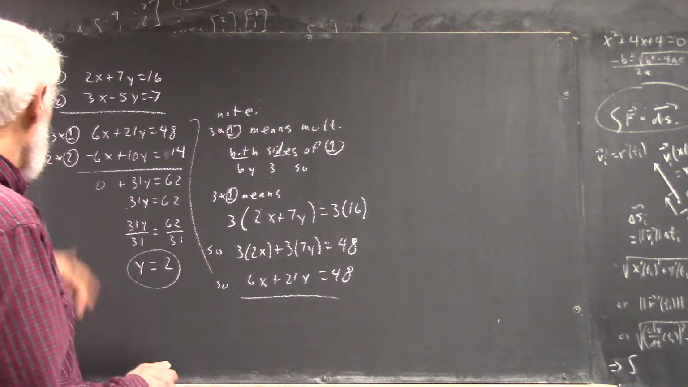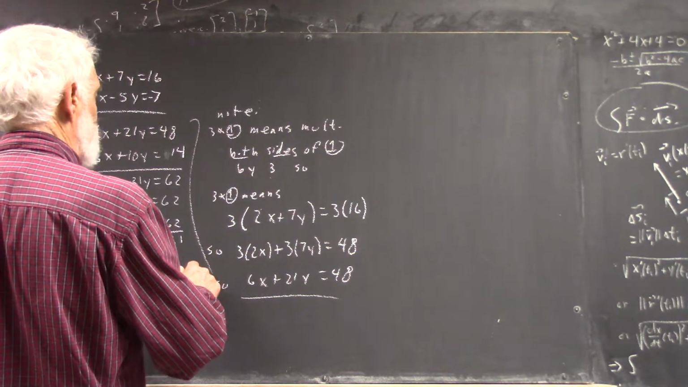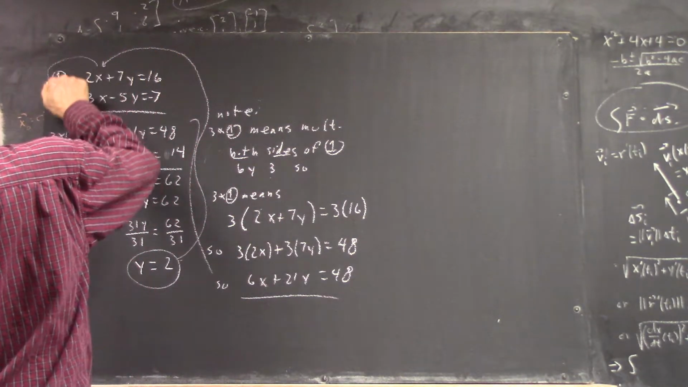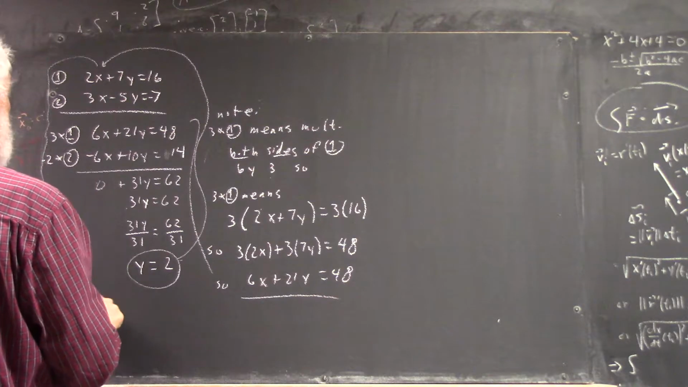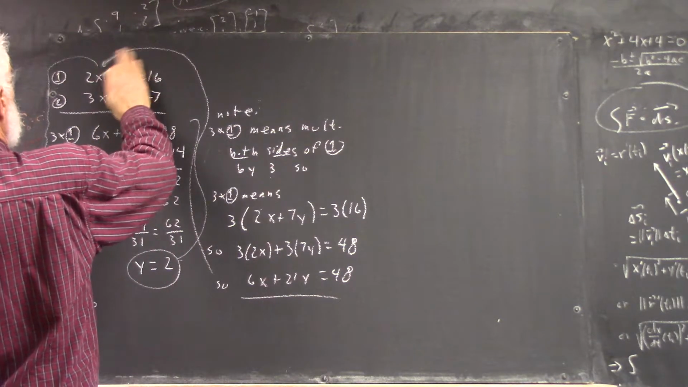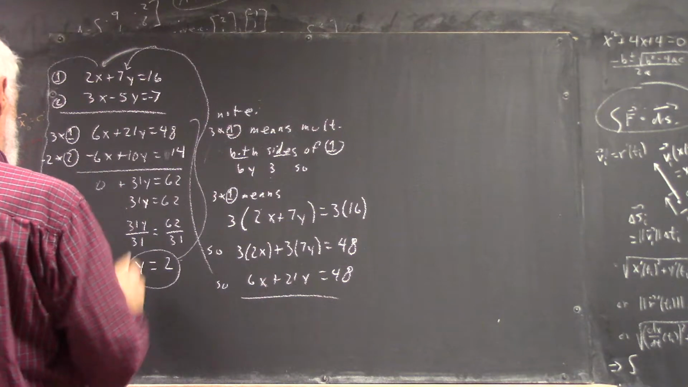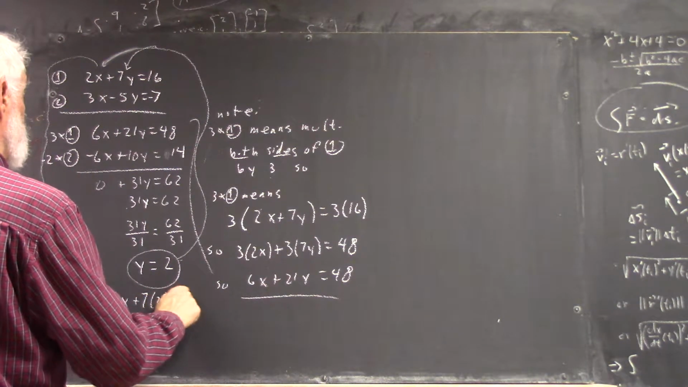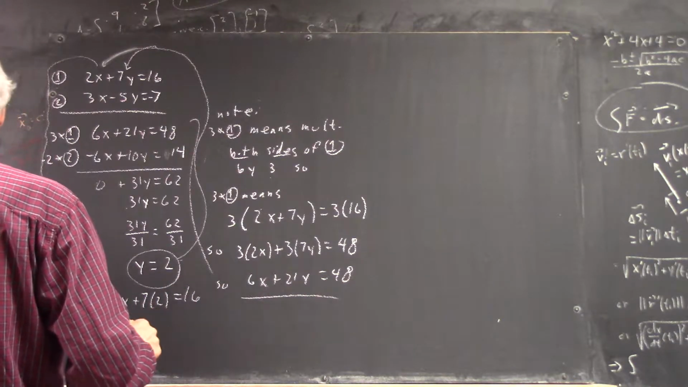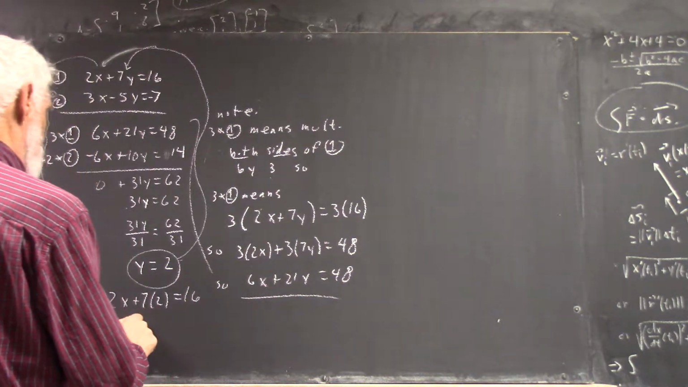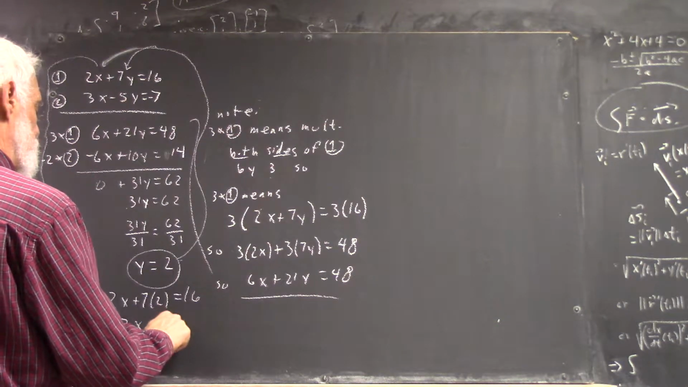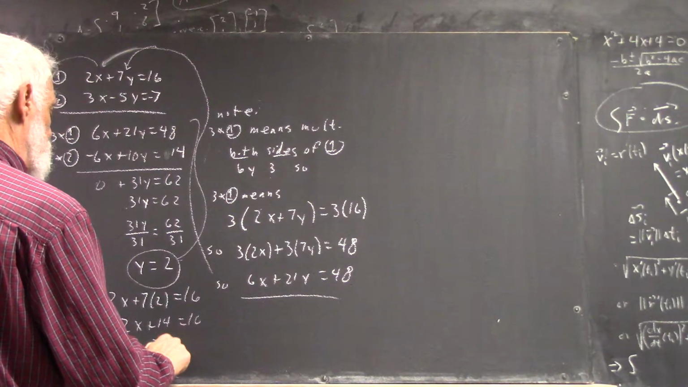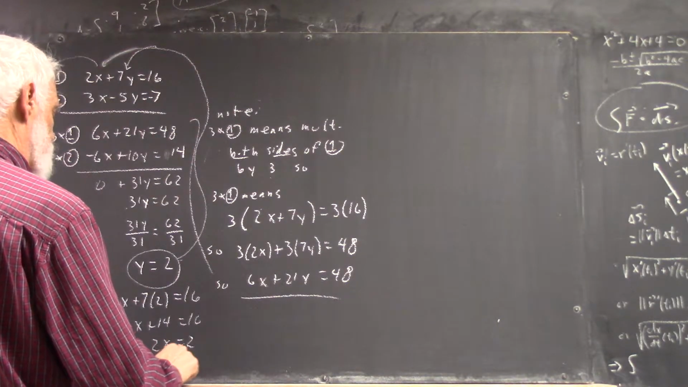And of course, you've got to practice by doing this a bunch of times. So anyhow, putting that in for y, snaking our way back down here, we get 2x plus 7 times 2 equals 16. So 2x plus 14 equals 16. 2x equals 2, x equals 1.